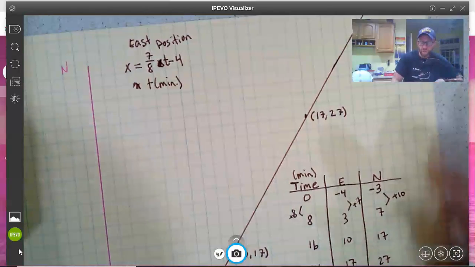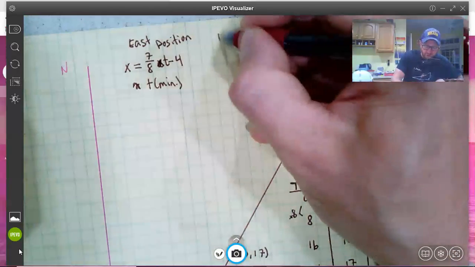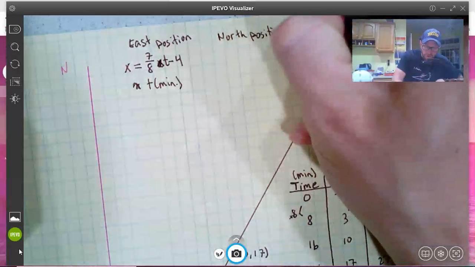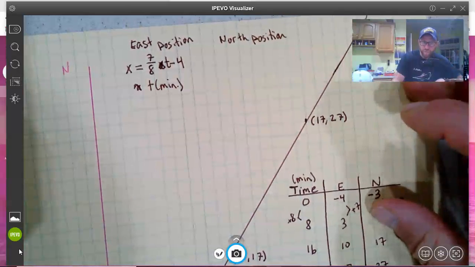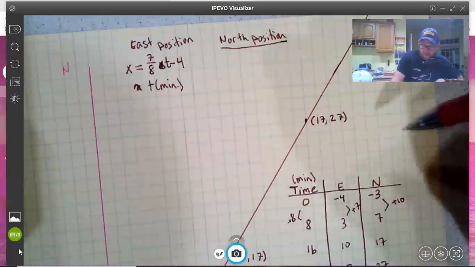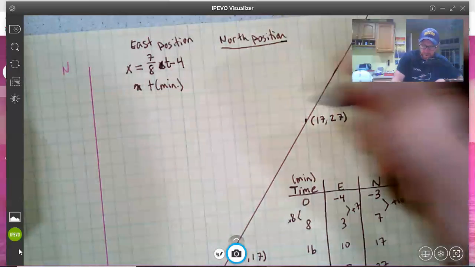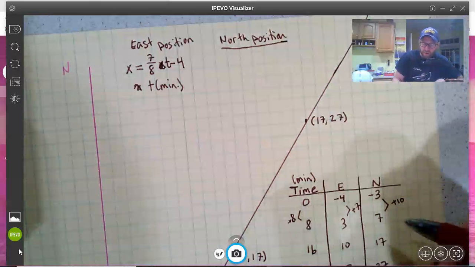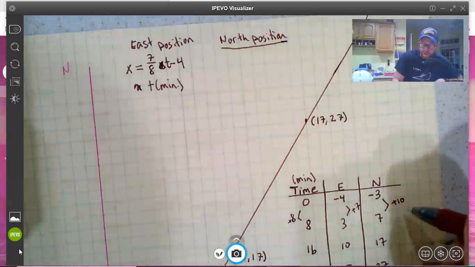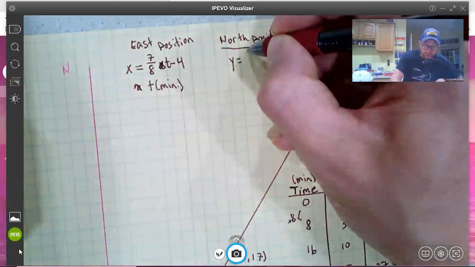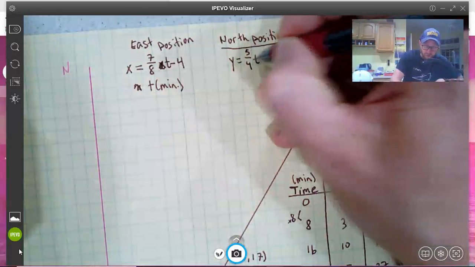T in minutes. Okay. And our y position, our north position, is... our formula is we would go 10 miles north for every 8 minutes. So 10 for 8 is 10 over 8, and that reduces to 5 over 4. So our y position is 5/4 t.